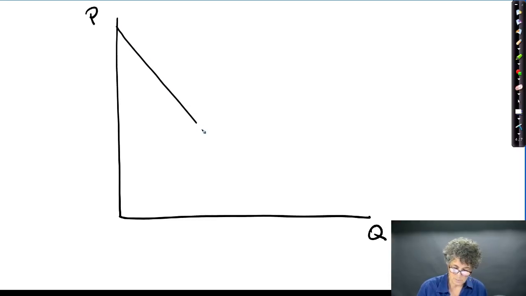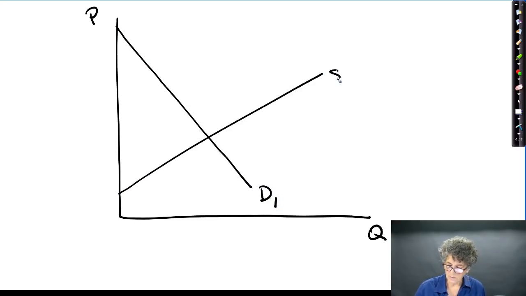Start with a downward sloping demand curve, label it D1. Start with an upward sloping supply curve, label it S1. Notice that I have my demand and supply curves touching the axis. Because I'm going to be shading in consumer surplus and producer surplus, it's just easier if my curves come all the way to the vertical axis. I'm going to find the equilibrium price P1. This is all before the tax. And then the quantity, of course, is Q1, price P1.